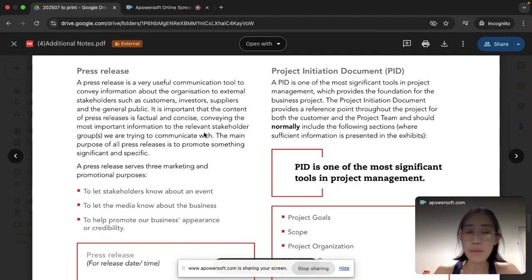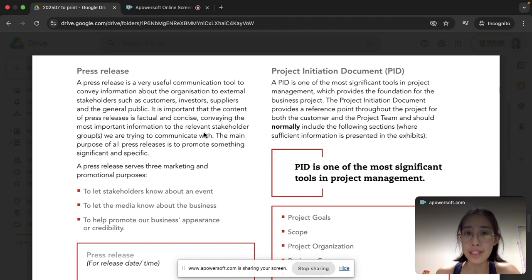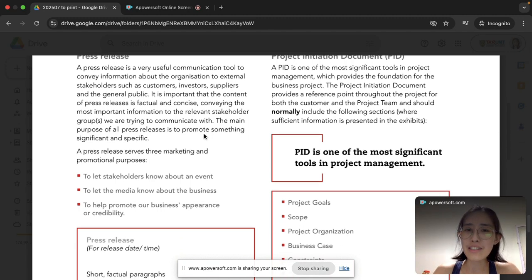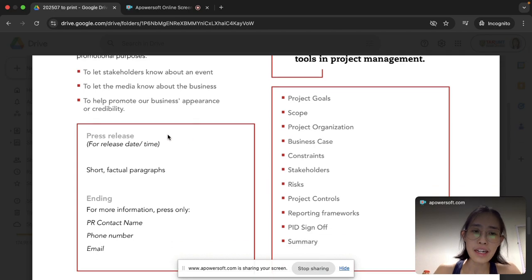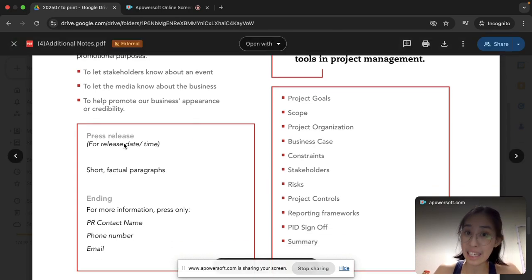Then the next one will be press release. This came out a few times, even though it's not so popular, but it came out in the ACCA SBL exam before. The format is not that complicated, honestly. You just need to write press release, the date and time of the release, and then you will have short factual paragraphs. For the ending, usually you have something like: for more information, press contact, and you have the contact details over there. This format is not complicated.